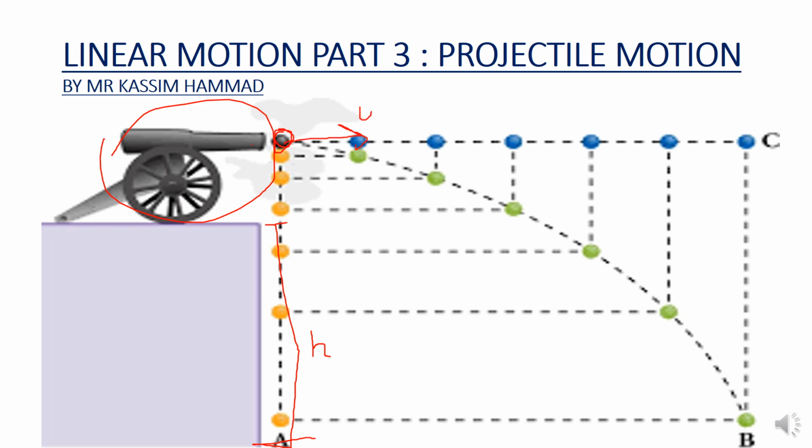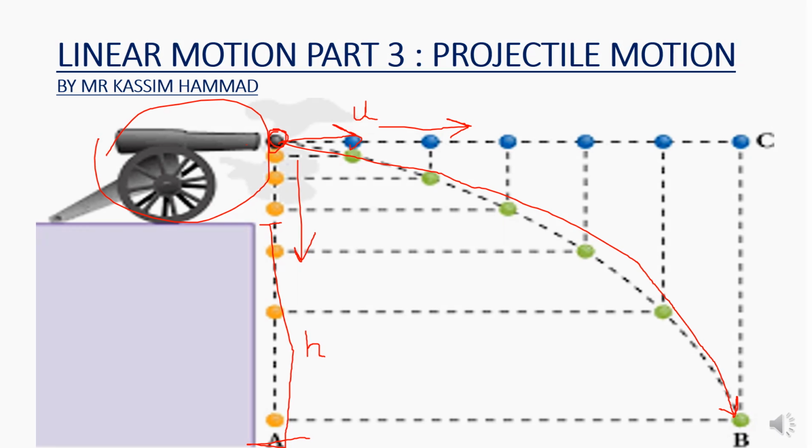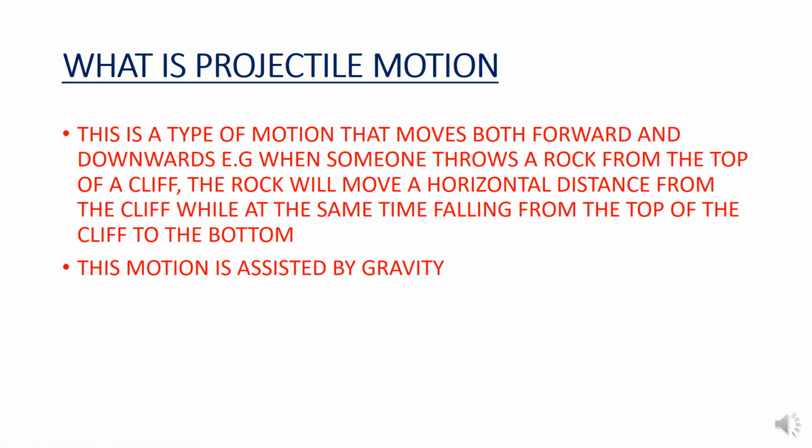Sasa tutakuja kuona definition yake. So what happens ni kwamba kuna downward motion inatokea na kuna forward motion inatokea at the same time. Hizi motion mbili zote zinatokea at the same time. So hii kitu ita end up kufollow this path from this point to B. So that is what is known as projectile motion. As here definition yake inasema this is a type of motion that moves both forward and downwards.